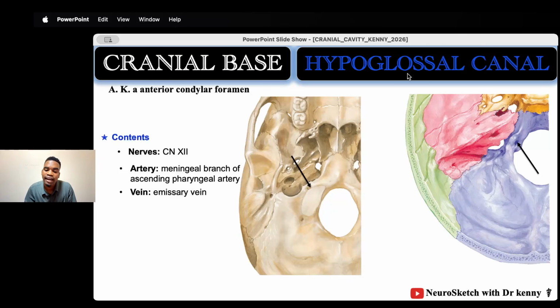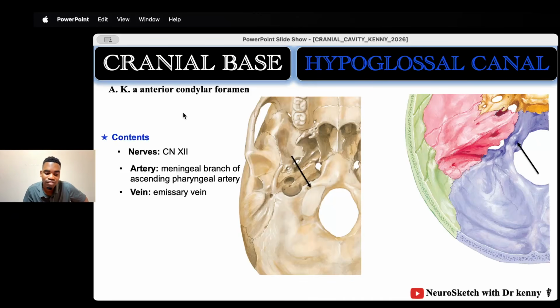This is the anterior condylar foramen. It is also called the outer opening of the hypoglossal canal, and then we also have the inner opening of the hypoglossal canal, because it's a canal, it's traveling through bone. Remember, you can always remember it's traveling through the bones. Now the hypoglossal canal transmits, number 1, cranial nerve number 12, which is called the hypoglossal nerve.